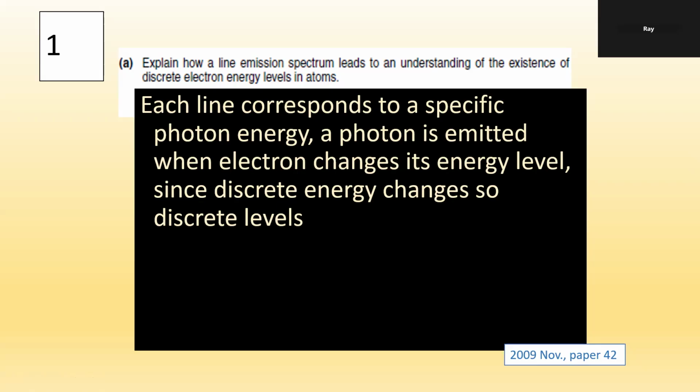So using E equals to hf, we can say that it represents a specific photon energy. So if it's photon energy, then it must be emitted when the electron moves from a higher energy level to a lower energy level. Okay or not? Yes.